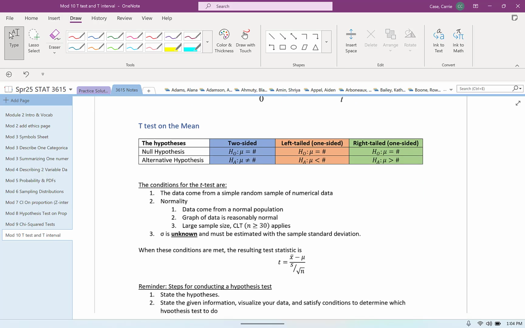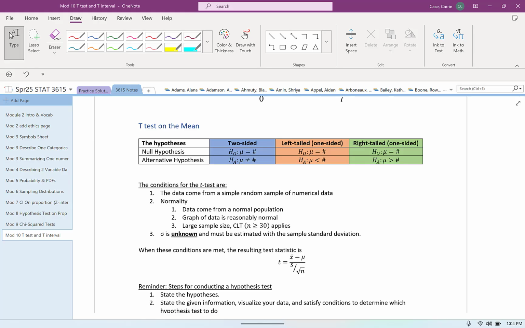So what we want to do in this module is do a hypothesis test for the mean mu. The hypotheses, we've already practiced writing these in a previous module. Our null hypothesis is going to be that the mean mu is equal to a number. And then the alternative hypothesis is going to be that the mean is not equal to a number if we're doing a two-sided test. If we're doing a one-sided test, our alternative is either that the mean is less than that number in the null or greater than that number in the null.